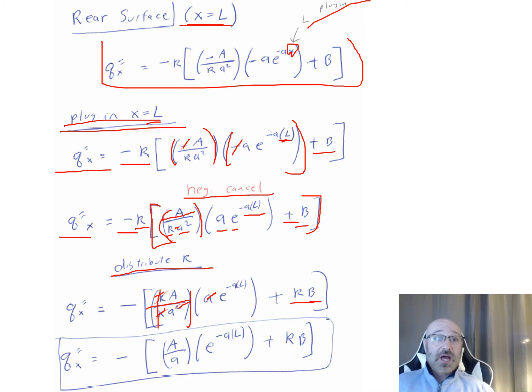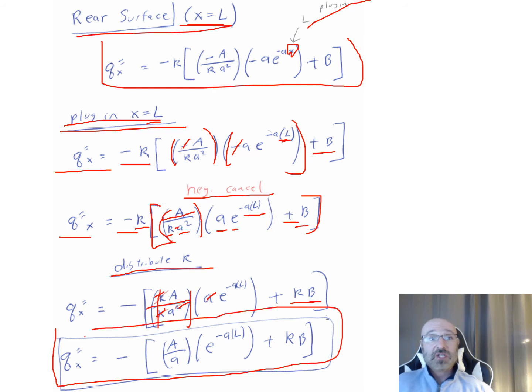So we reduce those down, cancel it out, and we see now for our rear surface, when x is equal to L, we have this relationship that our heat flux in the x direction is equal to negative this whole term right here of A over a, which are constants, times e to the negative aL, plus our kb term. And again, this is for x equals L for our rear surface that they'd asked us to solve for.